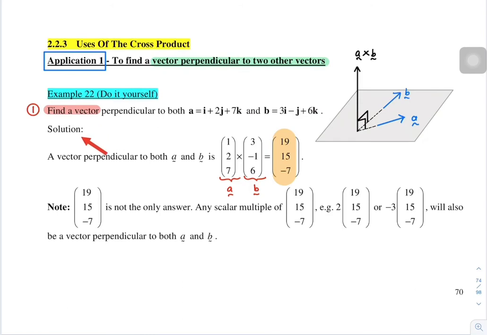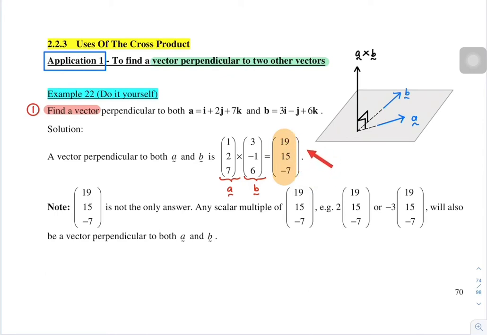So in this example, you are asked to find the vector perpendicular to both vector A defined as i plus 2j plus 7k, and the vector B defined as 3i minus j plus 6k. Alright, so for us to get the vector perpendicular to both A and B, we do the cross between them. Make sure we rewrite the i, j, k form of the two vectors into the column vectors. Alright, so using the algorithm that we have just seen, we can get the column vector.